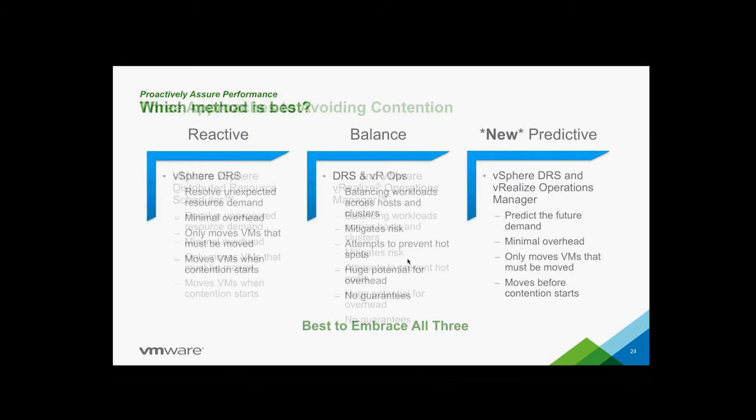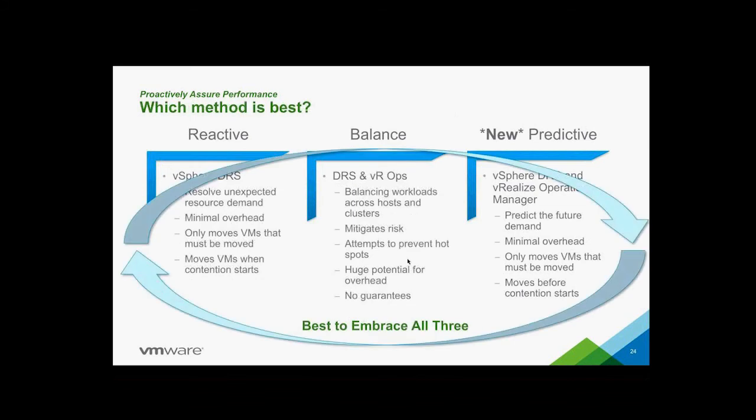So if you look at it, it basically means that we are looking at all the three methods which are available for you to make sure that you can avoid contention. First is to fix existing contention, which is DRS. The second is to try to avoid contention by balancing as much as possible. But again, balancing is just point in time.